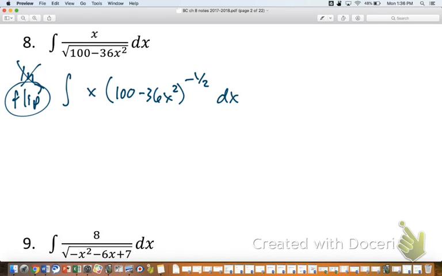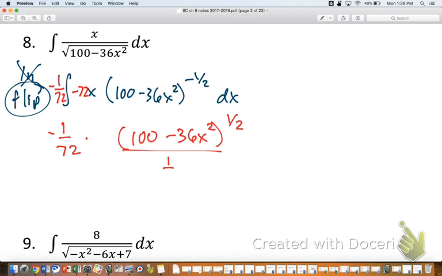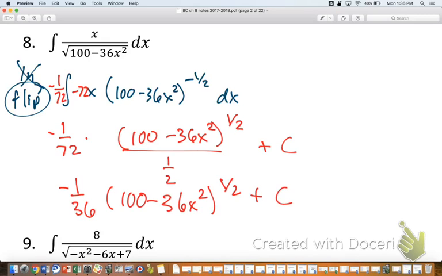And so the derivative of the inside is negative 72x. The other factor is x. So this is very fixable simply by multiplying by a constant factor of negative 72. So as long as I multiply the outside by negative 1/72, I'm good. So this would end up being negative 1/72 times 100 minus 36x squared to the positive 1/2, all divided by 1/2, plus c. Of course, divided by 1/2 is really multiplying by 2, right? So this would give us negative 1/36 times that other stuff to the 1/2 plus c.